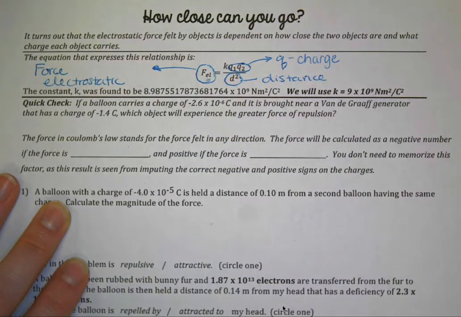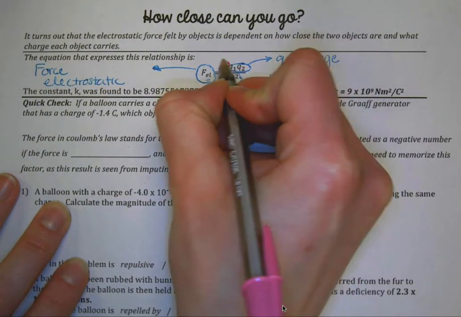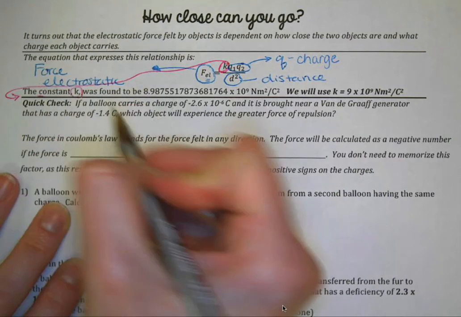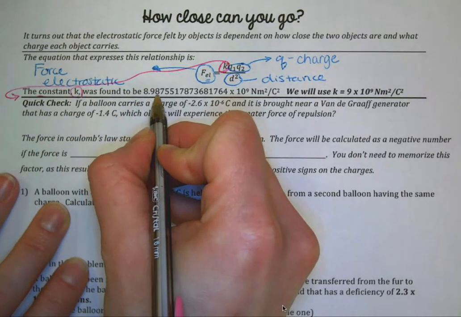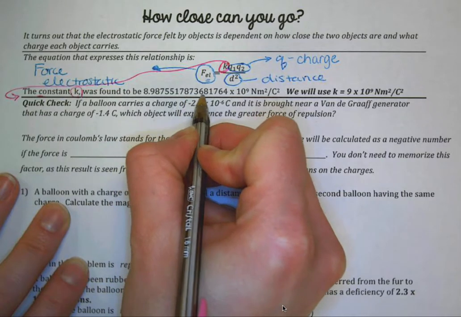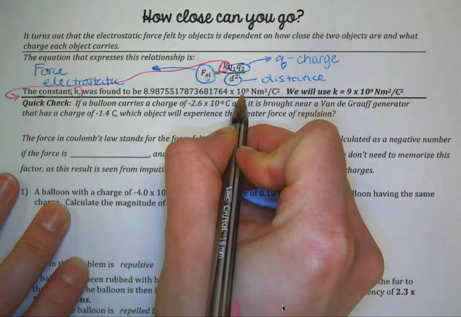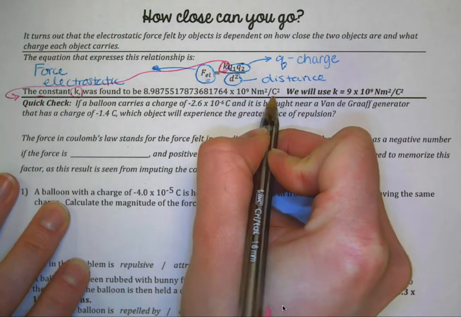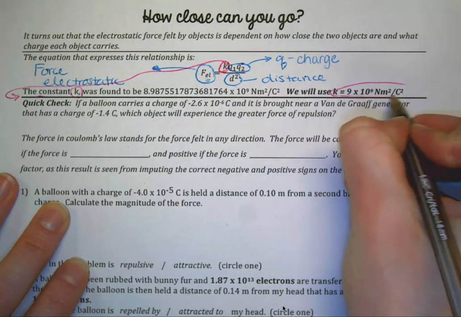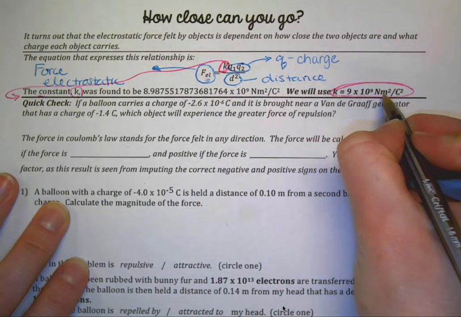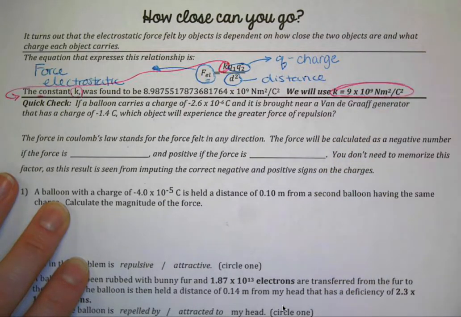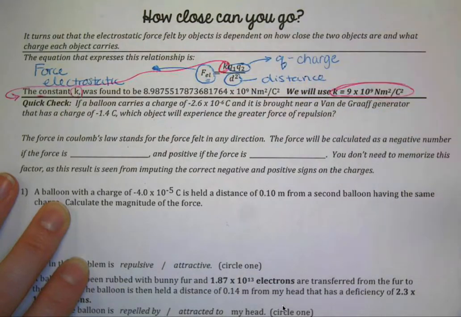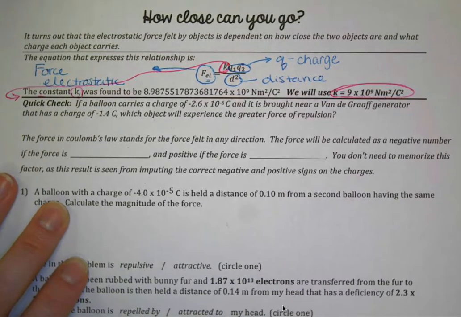The last one that we see up here is k. k is written down here for you. The constant, right, because constant starts with a C, so we use the letter k, and it was found to be 8.98755178736811764 times 10 to the 9th newton meters squared per coulomb squared. Because that's such a long, ridiculous number, we'll just round it and use k as a value of 9 times 10 to the 9th newton meters squared over coulomb squared. Again, those units are there because they will cancel out our other units, leaving us with newtons as our force unit. So kind of something to be aware of.